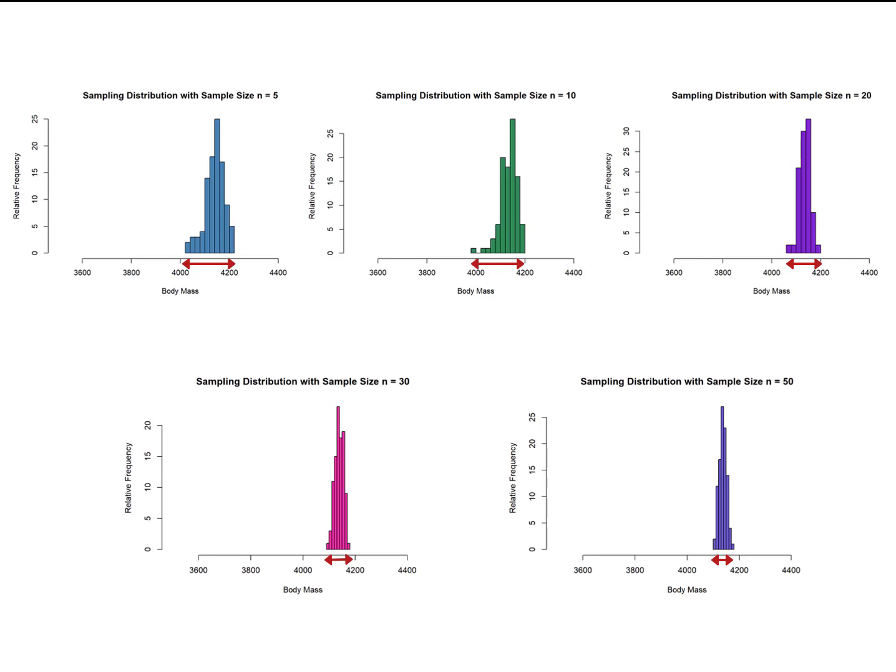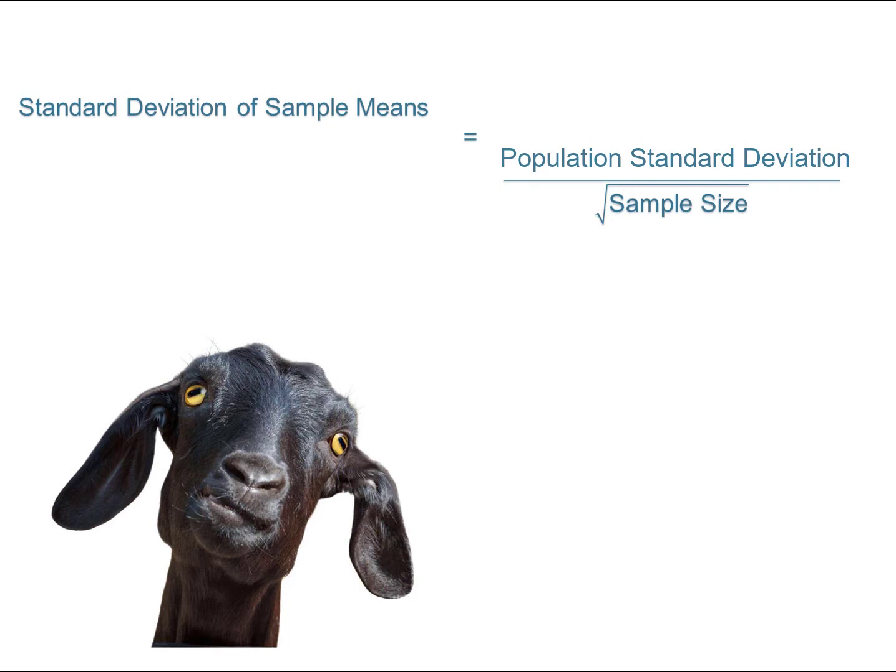Okay, so we know that the standard deviation of the sampling distribution doesn't equal the standard deviation of the population. But that doesn't mean that there isn't a relationship. It's a little complicated, but the relationship is as follows. The standard deviation of the sampling distribution is equal to the population standard deviation divided by the square root of the sample size. What we've just demonstrated is a central idea in statistics.